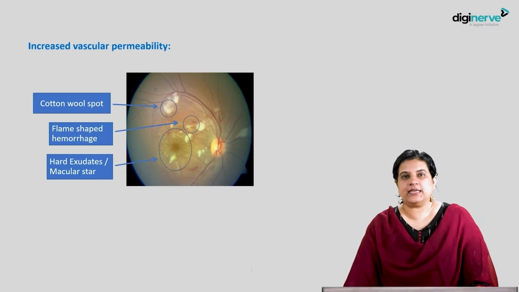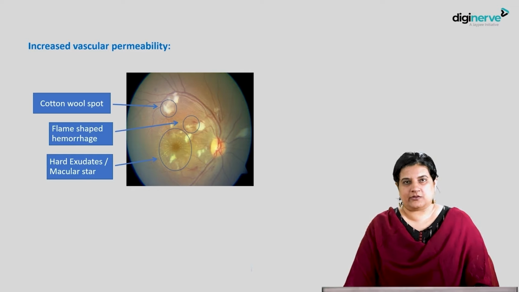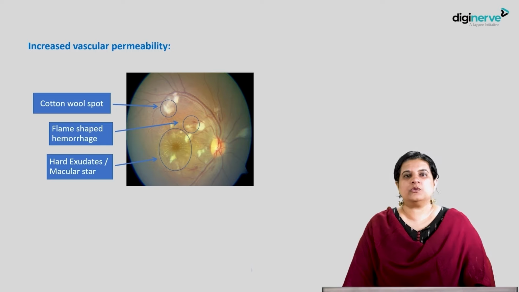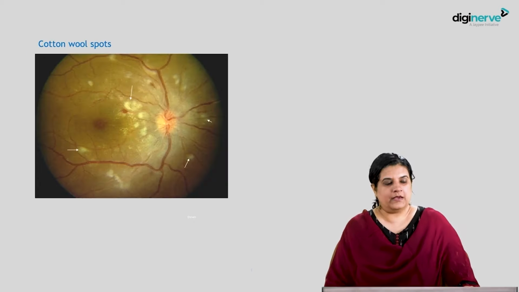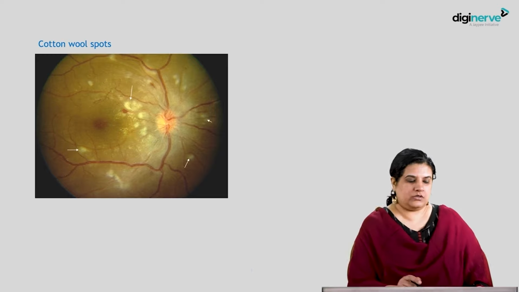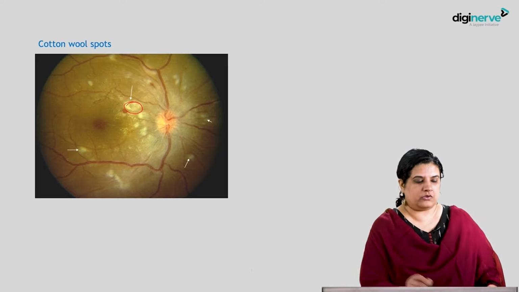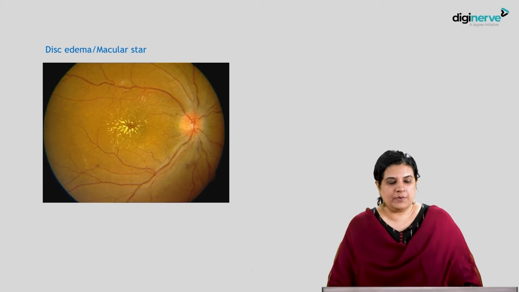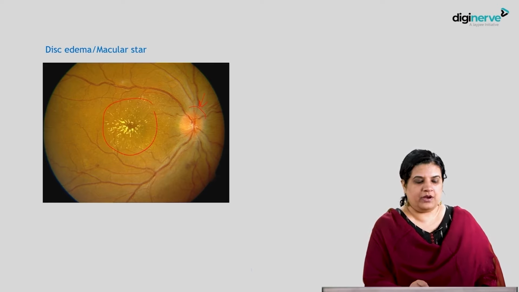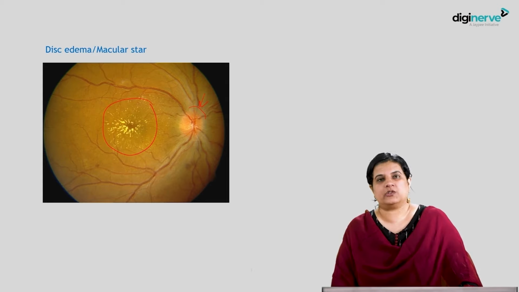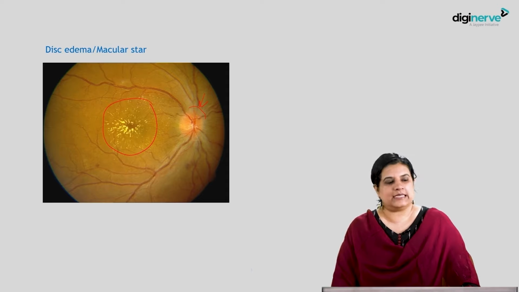Whenever there is increased vascular permeability, there will be exudation. So cotton wool spots, which are also called soft exudates, result from that. In patients with exudation, we also have flame-shaped hemorrhages, and we can also have hard exudates. This image shows these fuzzy cotton wool spots which are white with feathery margins. Another patient with disc edema: there is blurring of the margin of the disc superiorly, and at the area of the fovea, there are hard exudates arranged in a macular star-like or circinate pattern.